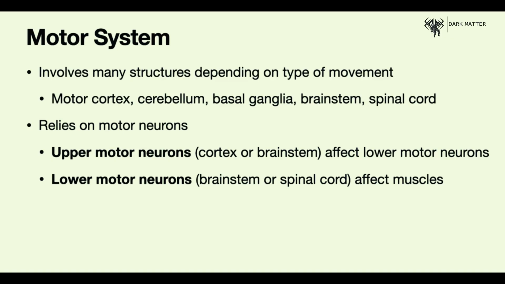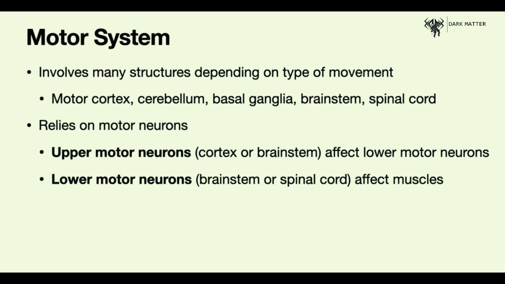The motor system consists of many structures throughout the central nervous system. Now, some of them are main structures that are crucial for motor function and producing motor output, while others just serve as more of accessory structures that will just contribute to the main output. These structures include the motor cortex, the cerebellum, the basal ganglia, the brainstem, and the spinal cord.